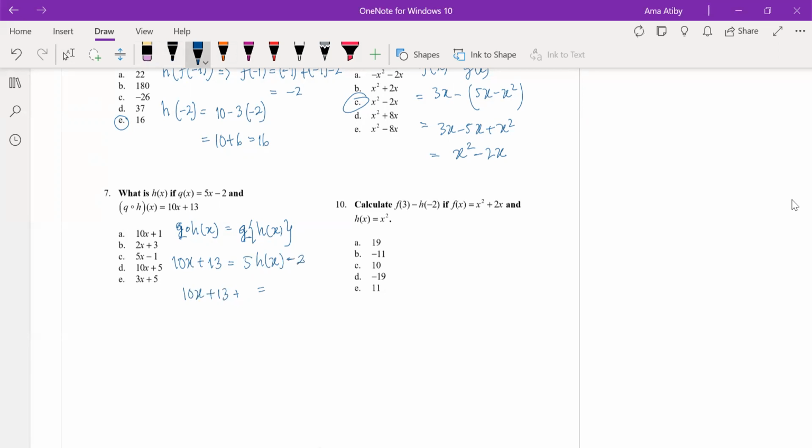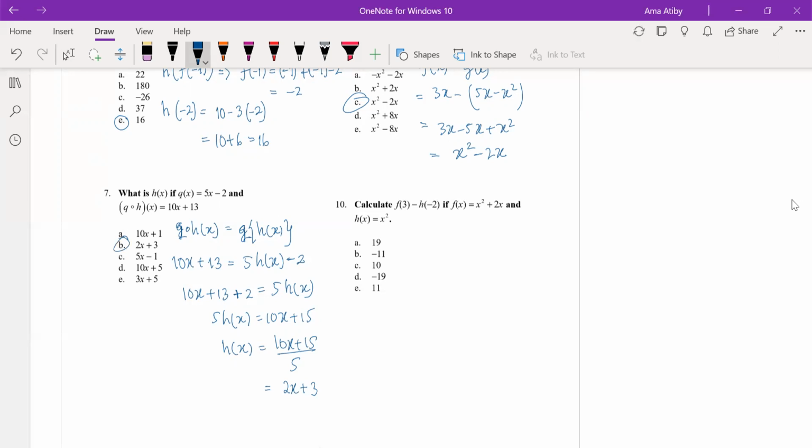Because 5x minus 2, and therefore it is plus 2, 5h of x. And therefore, we get 5h of x equals to 10x plus 15. So h of x is 10x plus 15 over 5. So it is equals to 2x plus 3. So the correct answer is B.